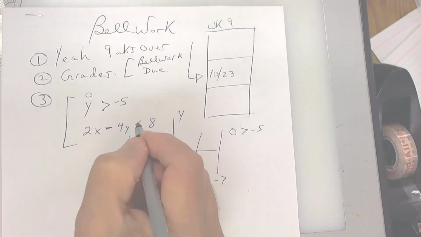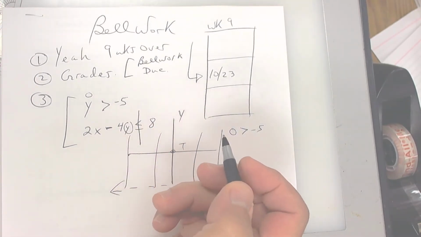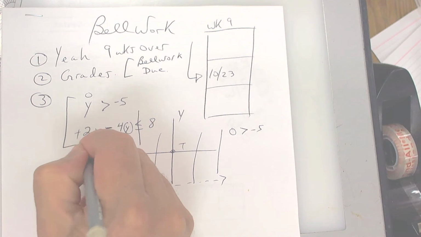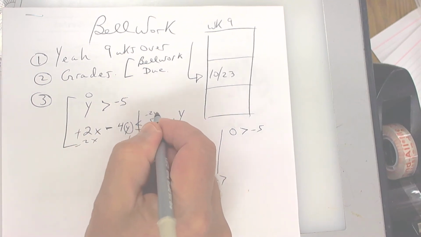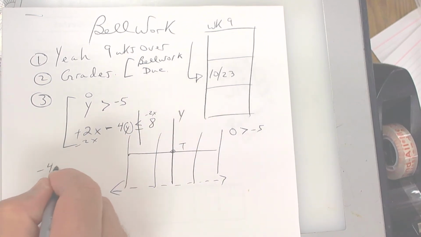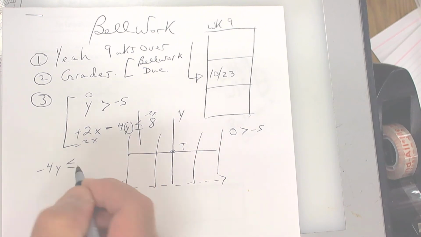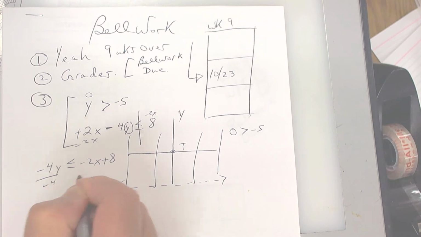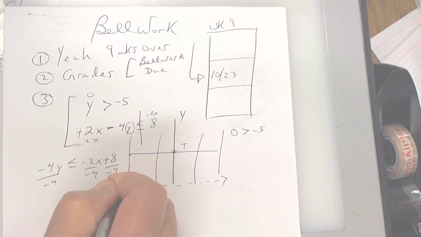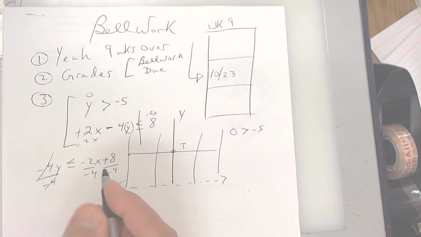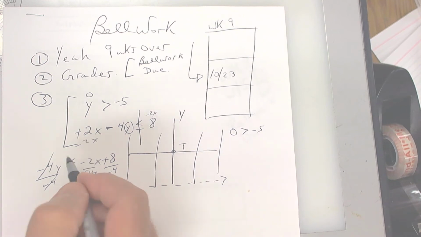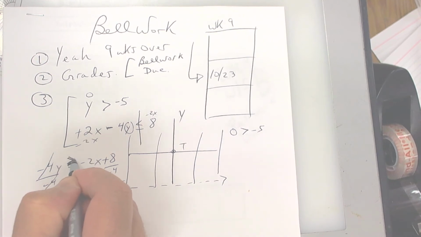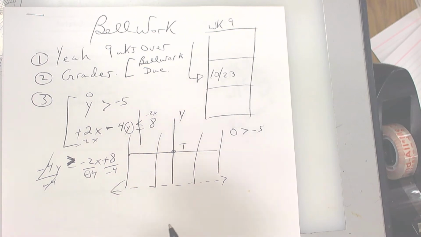Okay, watch the next one. Draw your line, circle the y. You're going to subtract 2x from both sides. When you do, you're going to get -4y is less than or equal to -2x plus 8. Then you're going to divide by -4. When you divide by -4, you get y. And by the way, as soon as you divide, you got to change this sign. When you divide by a negative, you have to change that sign. So you're going to get y is now greater than or equal to.